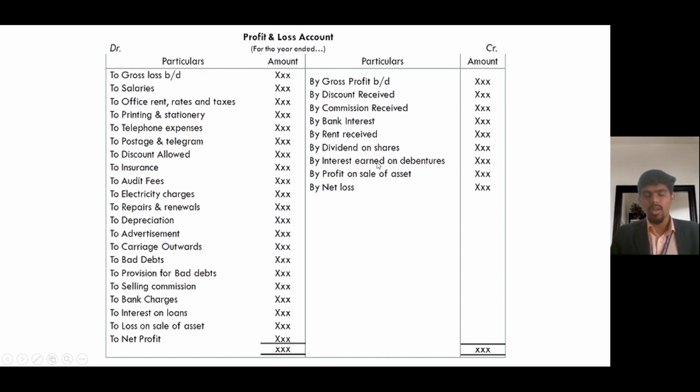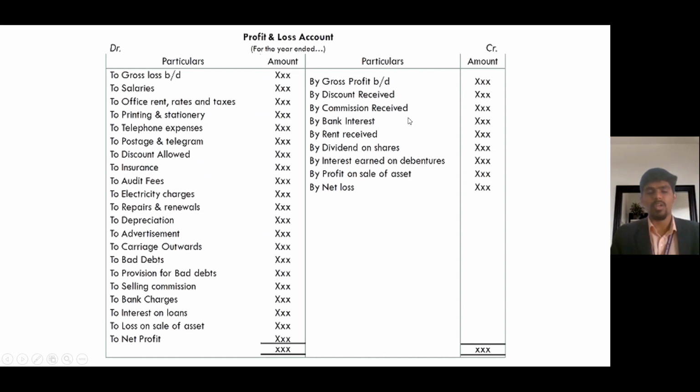Okay, next come the non-operating incomes, or indirect incomes, we can say. In that, discount received. If you are a regular customer to one of your major dealers or sellers, then they will give you a discount. And commission received. Being a middleman, if you are doing certain things, or doing any transaction between two parties, then you will get commission on that. And bank interest.